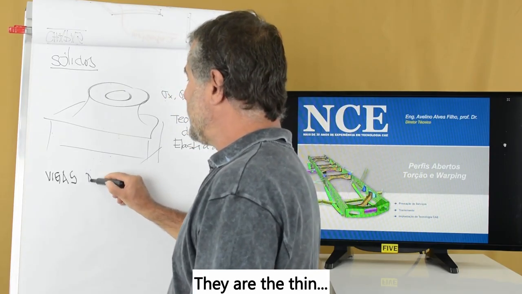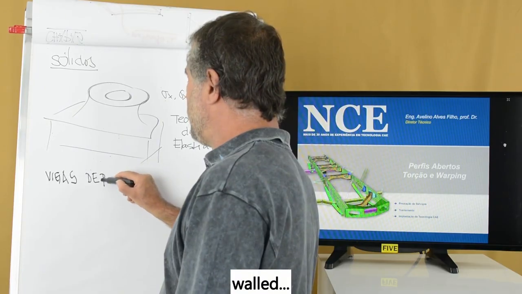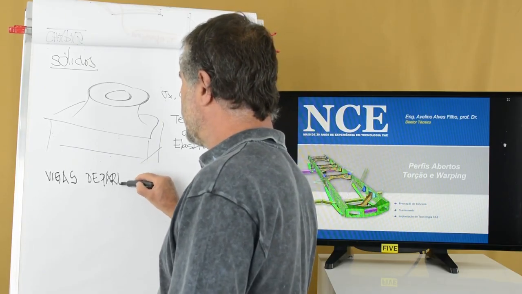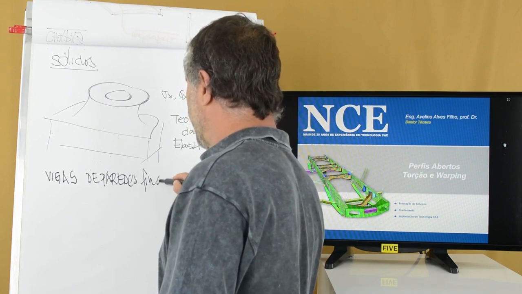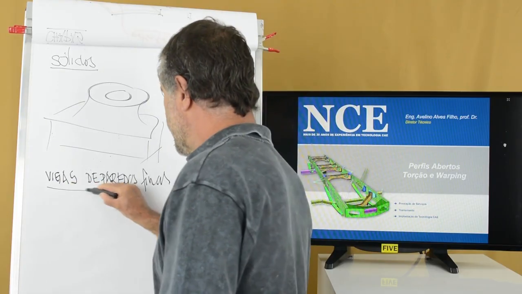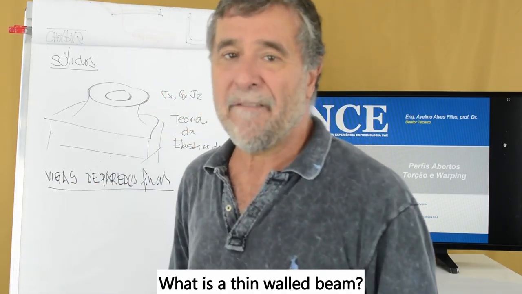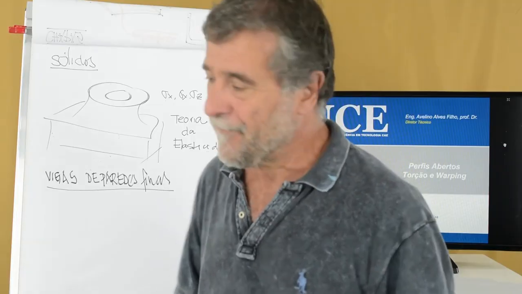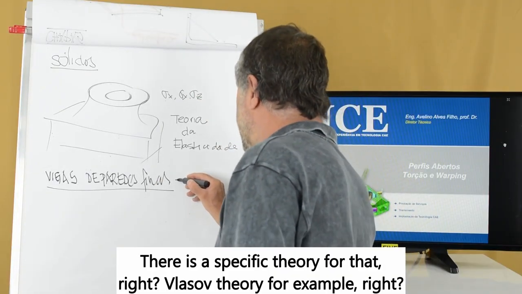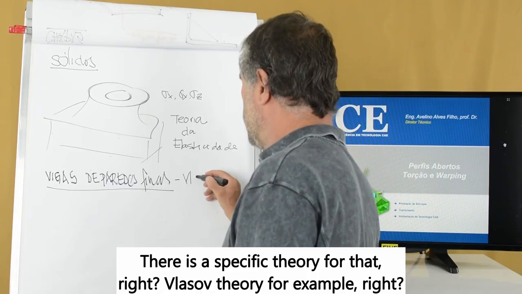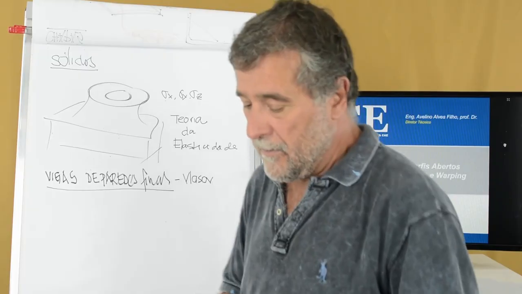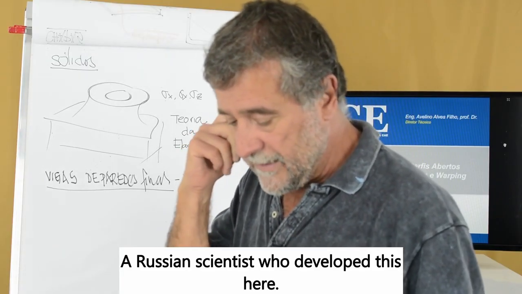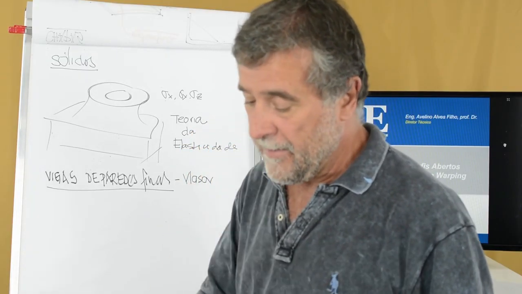They are the thin-walled beams. What is a thin-walled beam? There is a specific theory for that, right? Vlasov theory, for example, right? A Russian scientist who developed this.